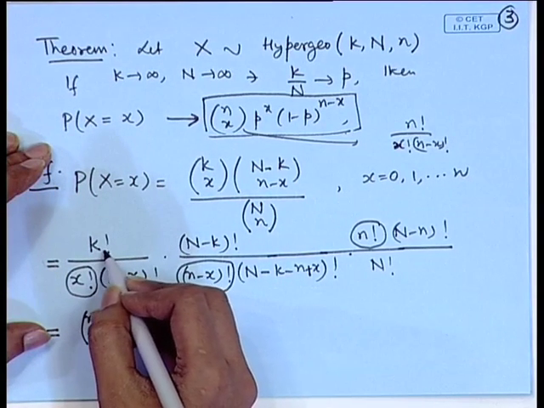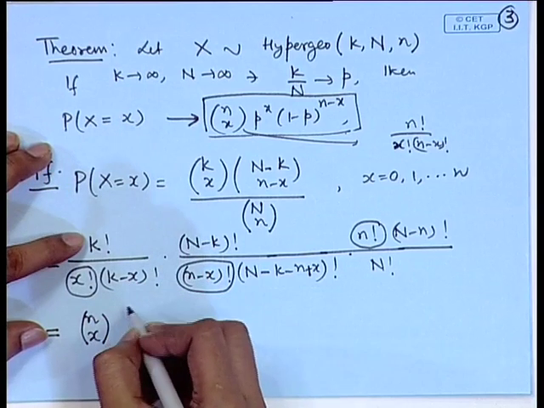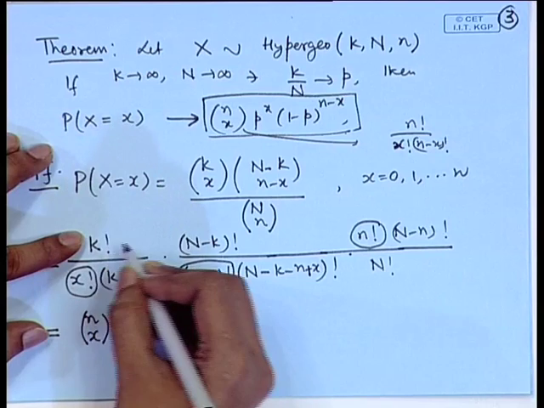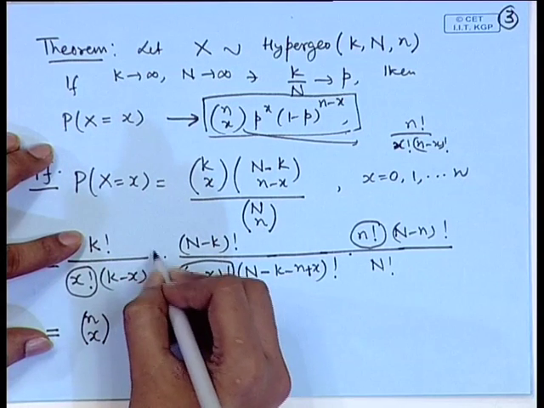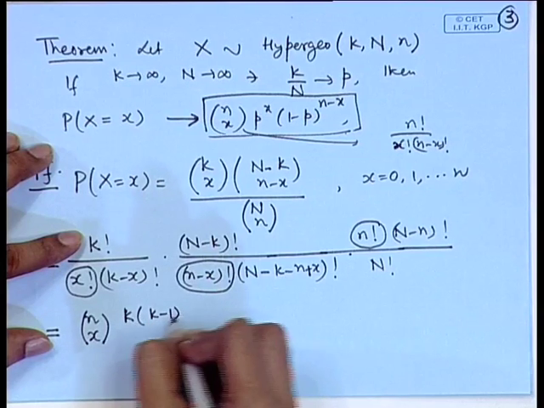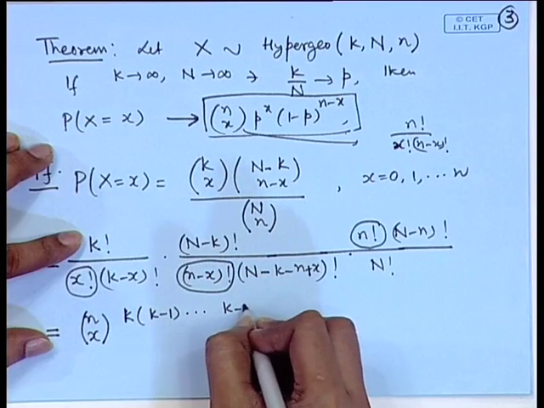Now, this k C x, so this term we can write as k into (k minus 1) up to (k minus x plus 1) into (k minus x) factorial. So, this becomes k into (k minus 1) up to (k minus x plus 1).